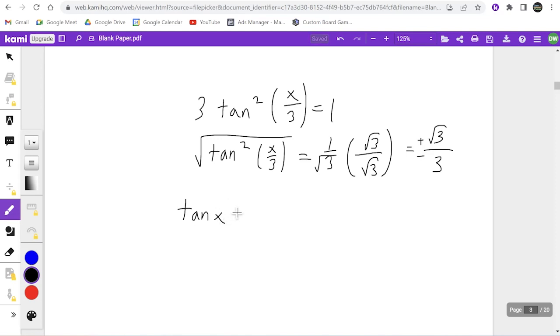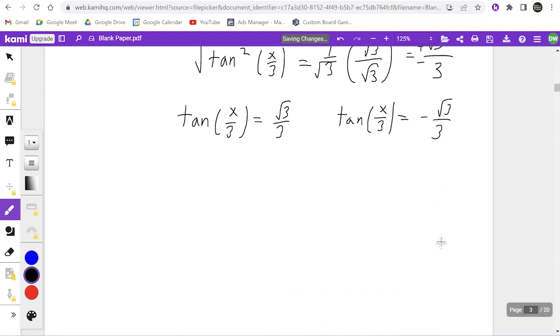Tangent of x over 3 equals root 3 over 3. And then I'm going to have tangent of x over 3 equals negative root 3 over 3. This one's going to have 4 answers, just so you know. The first answer is to say x over 3 is equal to, where does tangent equal root 3 over 3? It's in 2 quadrants. One is going to be in quadrant 1, and that's going to be pi over 6 plus 2n pi. And then the other answer is x over 3 equals, it's going to be quadrant 3, which is going to be 7 pi over 6 plus 2n pi.